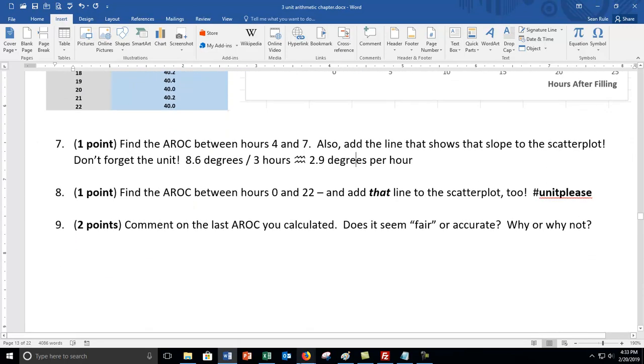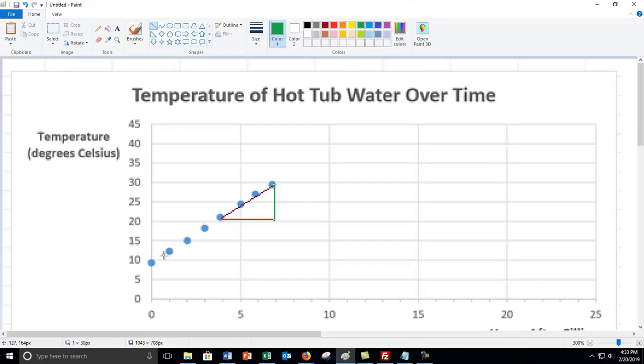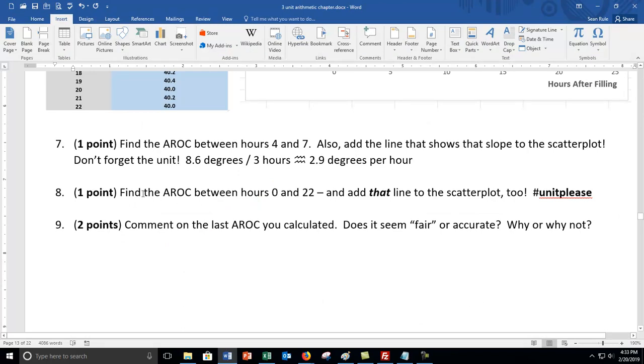And because they should be, if you look at these, they are almost in a perfectly straight line. They're not perfect, but they're close enough to a straight line to assume that this temperature is rising about 3 degrees an hour as it's heating up. That's fair enough. The very last couple questions are, find the AROC between 0 and 22.